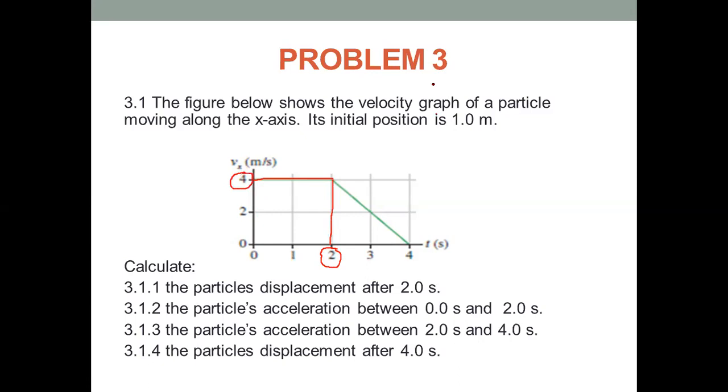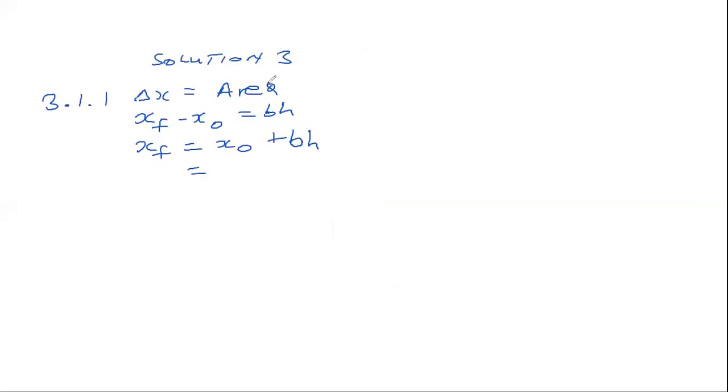Okay, let's work it out. So the initial position is 1.0 meters. The base, as I've mentioned, is 2 seconds. Then the height is 4 meters per second. Let's work it out: 1 plus 2 times 4. So it should be 8 plus 1, which is 9 meters. So to write it in 2 significant figures, it is 9.0 meters, or you can just say 9 meters.